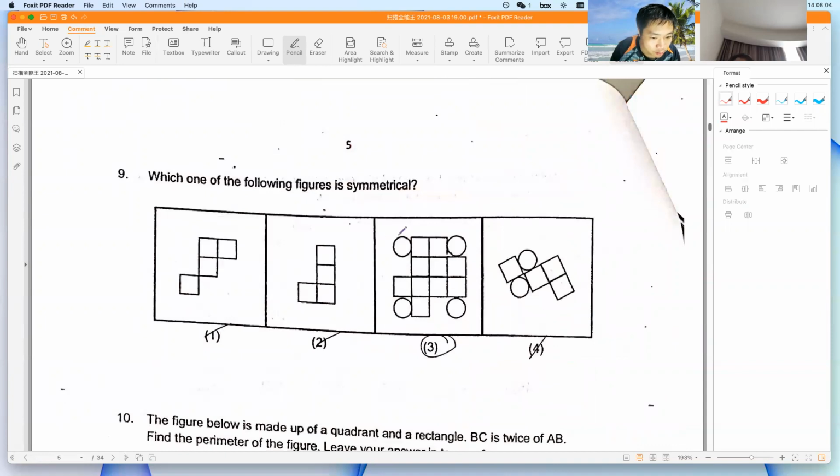Symmetrical. Symmetrical is pretty easy. Symmetrical means if you have a triangle here, you need to have a triangle here. So for this one to be symmetrical, this one is not, then this one is not, this one is also not, then this one, which angle you look at it is symmetrical?